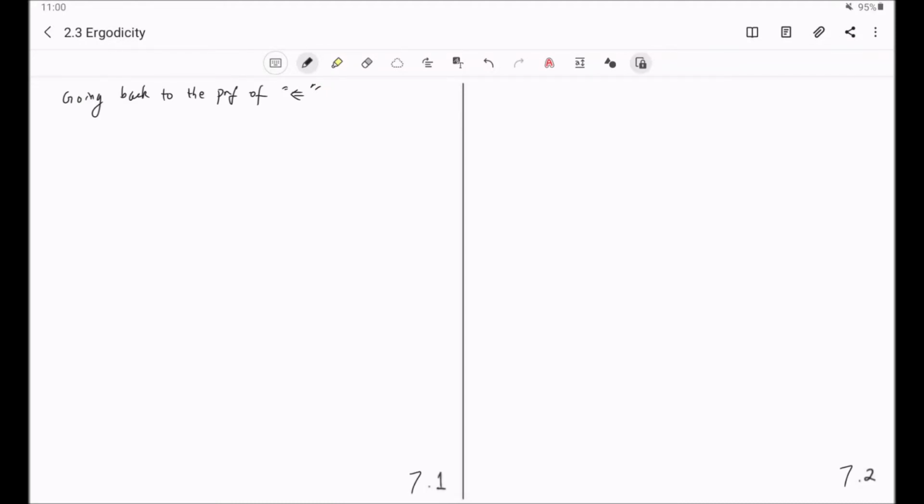So, going back to the proof of the backward direction. Suppose B contains the circle, is invariant under the rotation. And we want to show that the measure of B is either 0 or 1.